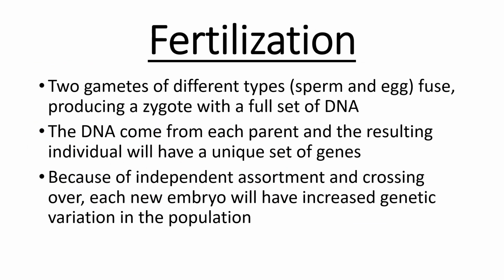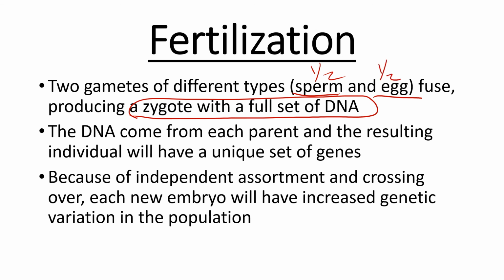Last thing, fertilization. So two gametes of different types, a sperm and an egg, fuse and produce a zygote, and now this has the full set of DNA. Because this had 1/2 the DNA, this had 1/2 the DNA, they come together to have all the DNA. So the DNA comes from each parent. The resulting individual will have a unique set of genes. And because of independent assortment and crossing over, each new embryo will increase the genetic variation within that population. So the more babies that are born, the more genetic variation occurs.